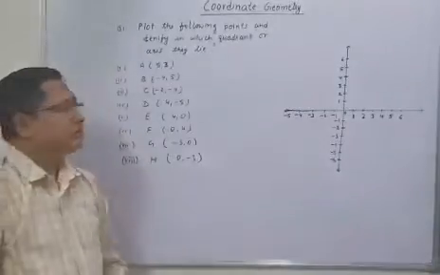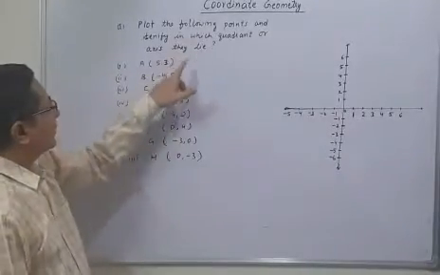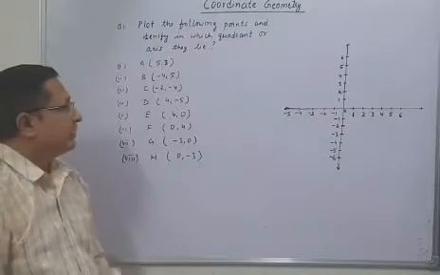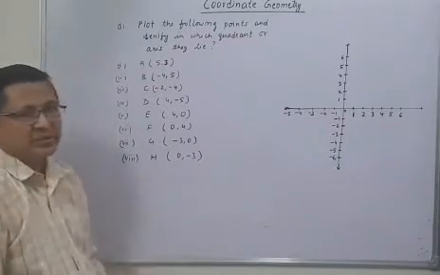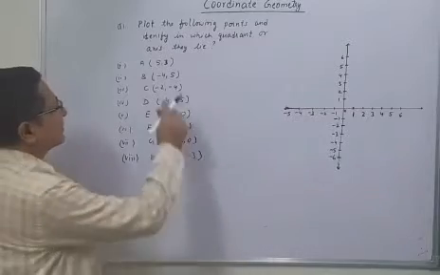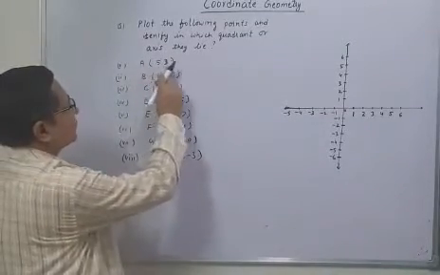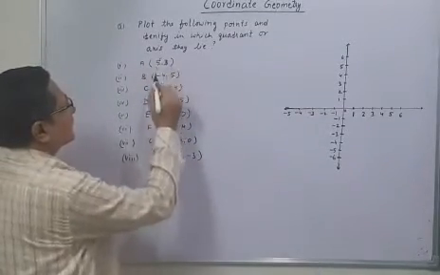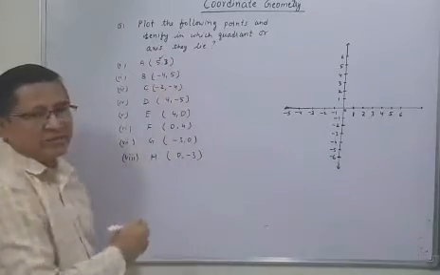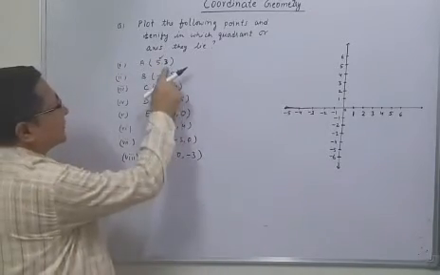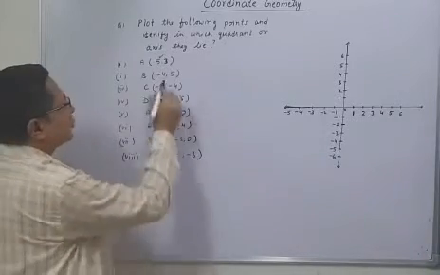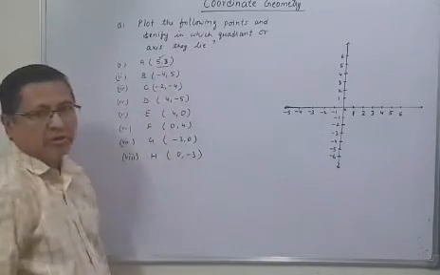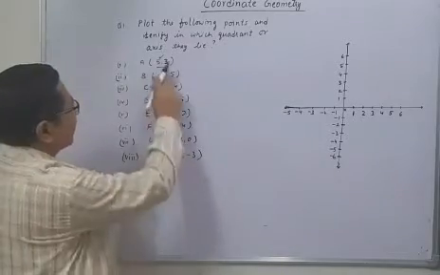Good morning students. Today we are going to plot the points and we will identify in which quadrant or which axis they lie. Now let us take the first point, that is A is 5, 3. 5 is the x coordinate, also known as abscissa, and 3 is the y coordinate, also known as ordinate, and together they are known as coordinates.